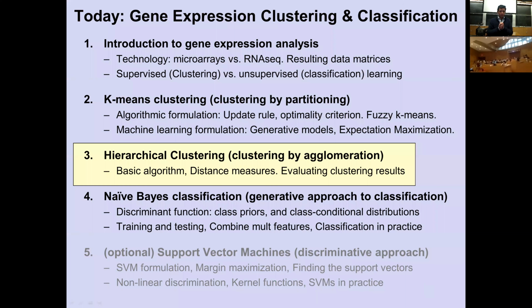All right, so that was K-means, basically clustering by partitioning. We saw first the algorithmic formulation, the update rule, optimality criterion, and then fuzzy K-means. And then we saw the machine learning formulation with a generative model, sampling from a mixture of Gaussians, and then expectation maximization for the solution.